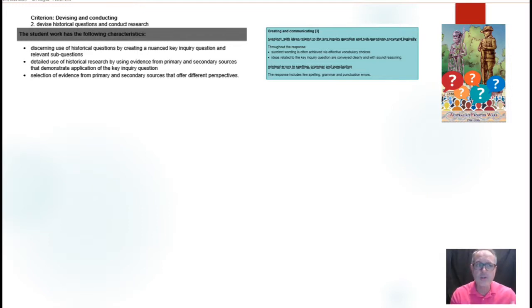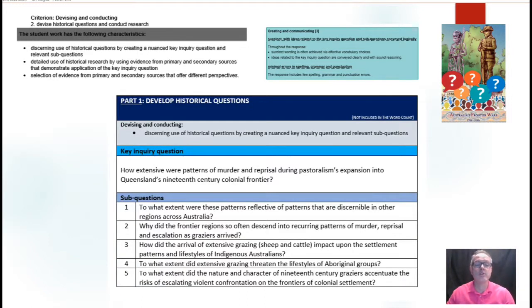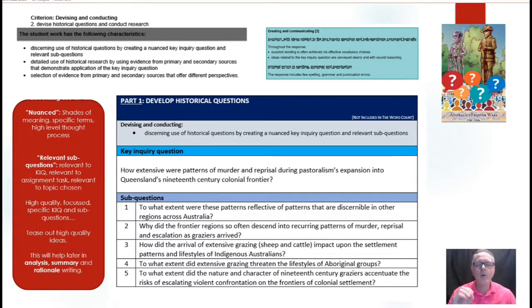Now, let's focus in on devising and conducting first, because it's talking about how we create, how we nuance some discerning historical questions. In the example I've given you, this is the set of questions with the inquiry question and the sub-questions that I've created for you. Now, as you look at these, I want you to think about what the ISMG might mean by saying nuanced. Nuance is talking about shades of meaning. It's a way of teasing out finely discriminated ideas, getting the shades of difference between different concepts.